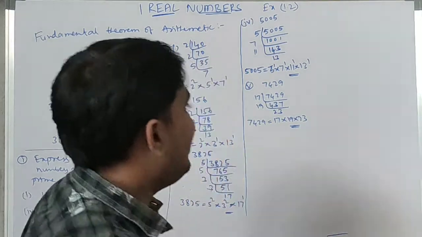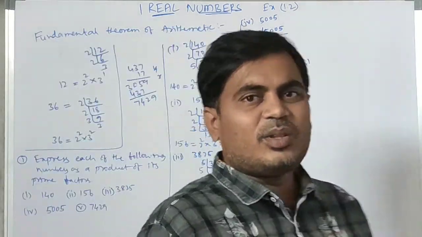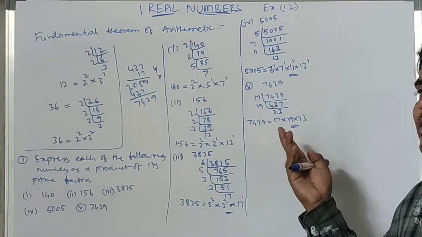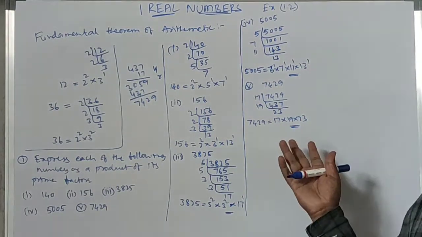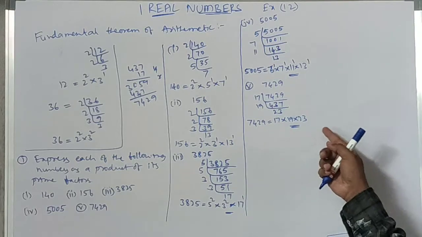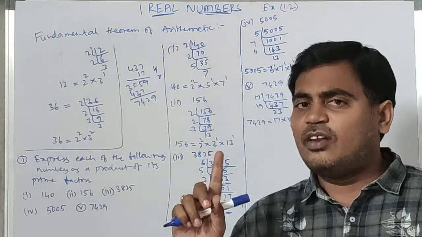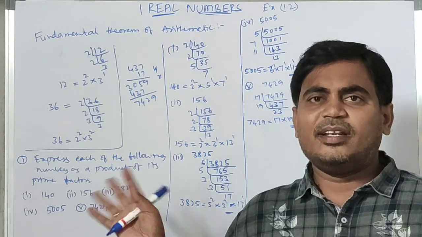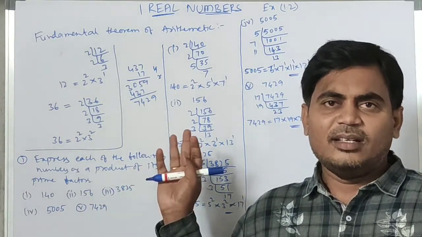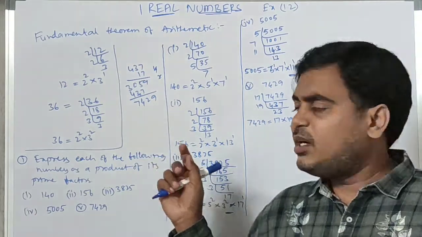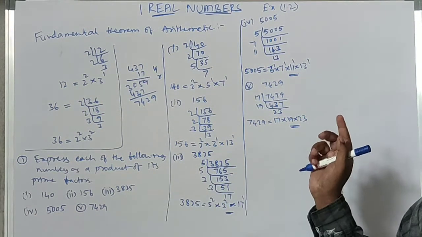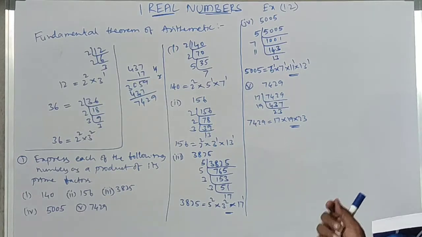So we can write it in a unique way: 17 into 19 into 23. We may change the order, 19 into 17 into 23, but this prime factorization is always unique. The order may be interchanged, but it doesn't matter. The product of the prime powers should always be fixed.